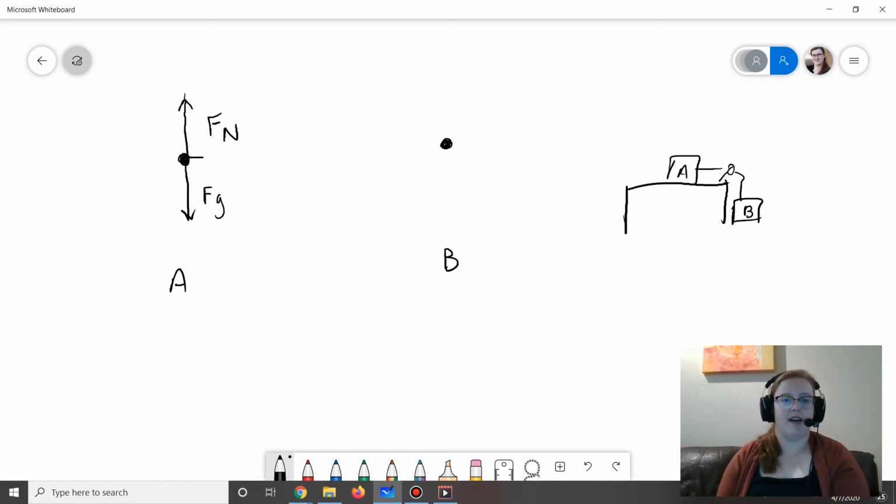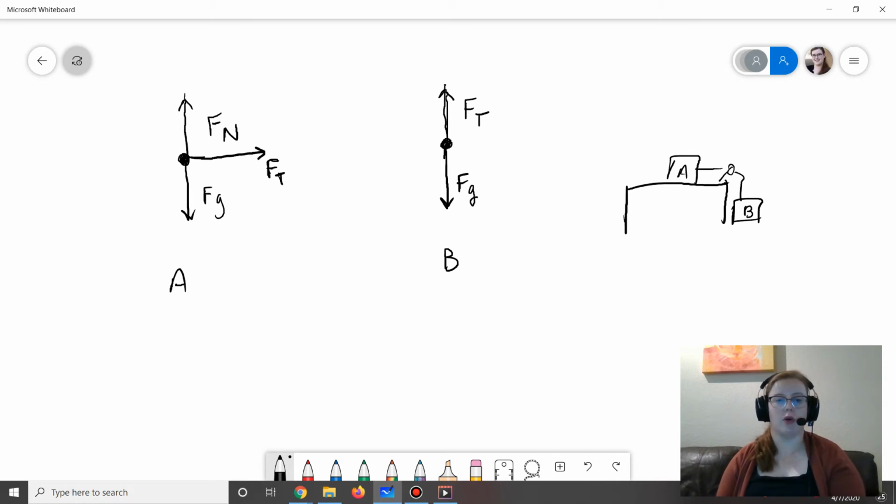I'm going to label this the tensional force because it is the tension due to a string that's attached to it. That's usually what we call the force due to a string. So for B, we also have the force of gravity acting on it. Never just put G, okay? Because G represents acceleration. You need to label forces on your free body diagrams. And since the whole system is accelerating, we have that block's force due to tension acting upwards. And that's it. Those are your free body diagrams for this whole system.